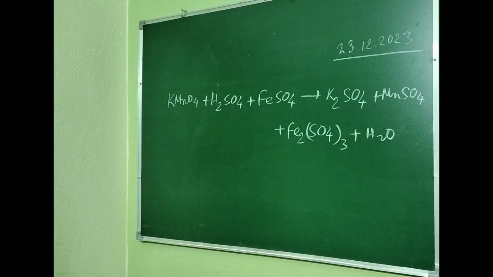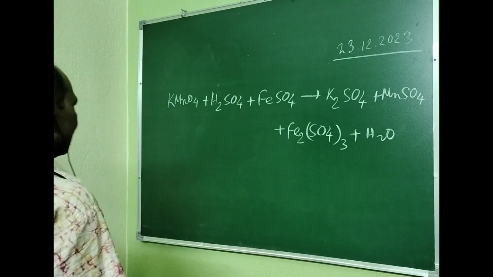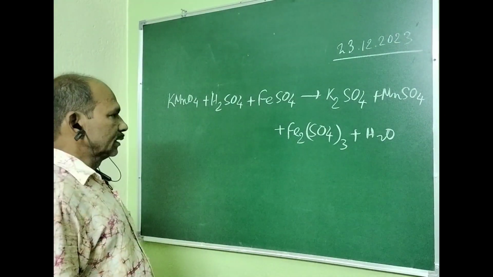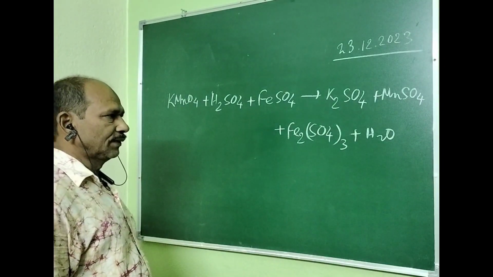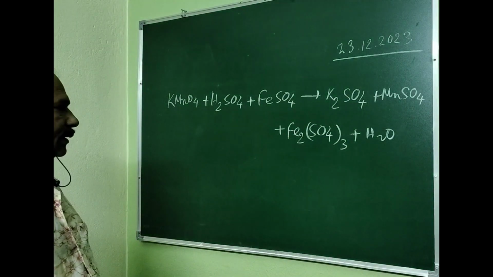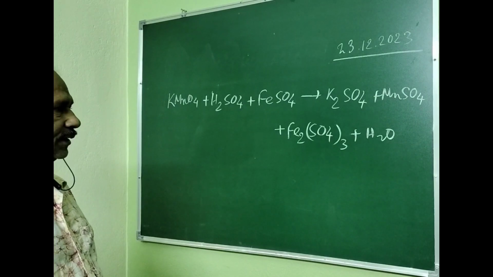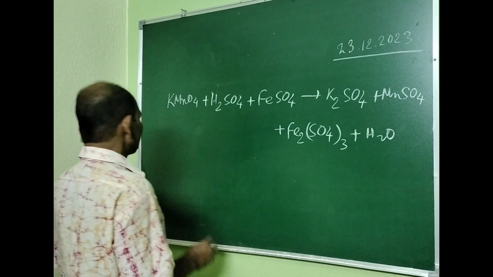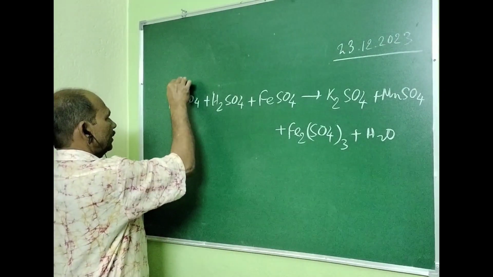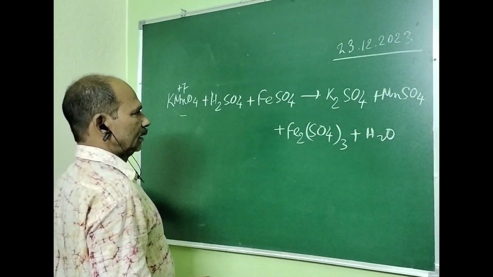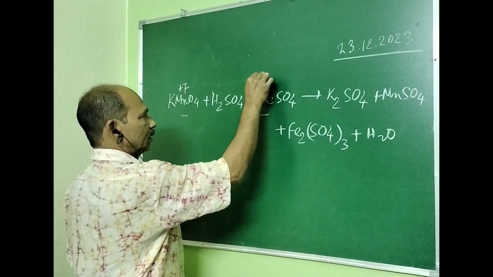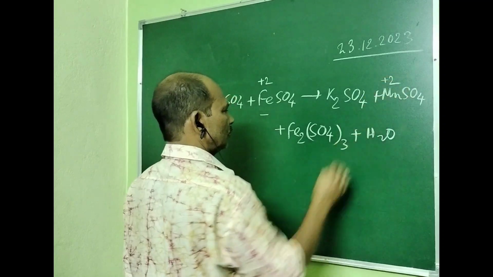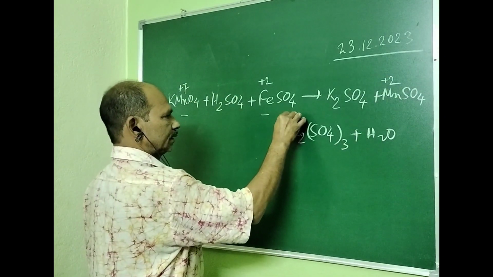I'm taking another example. When acidified potassium permanganate reacts with ferrous sulfate solution, it oxidizes ferrous sulfate to ferric sulfate, and potassium permanganate is reduced to manganese sulfate. You see, in this case, the oxidation number of manganese here is +7, and that of iron here is +2. Here manganese is +2, and here iron is +3.